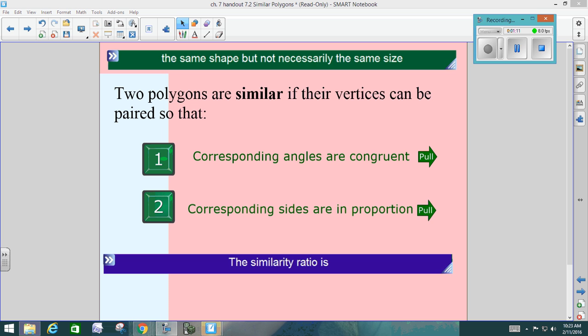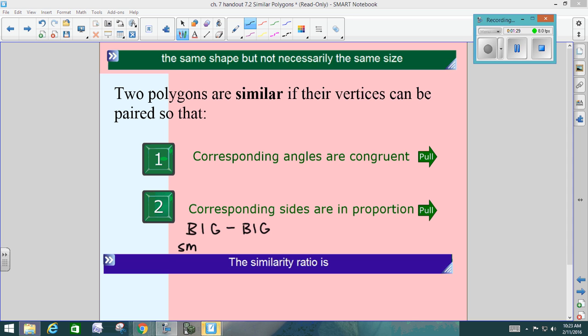And then your corresponding sides have to be in proportion. Corresponding sides, that would be like the biggest side of one triangle to the biggest side of the other triangle, or the smallest side of one triangle to the smallest side of the other triangle. Corresponding sides, big to big, little to little. You wouldn't match up the biggest side of one triangle to the smallest side of the other triangle. That doesn't really make sense.